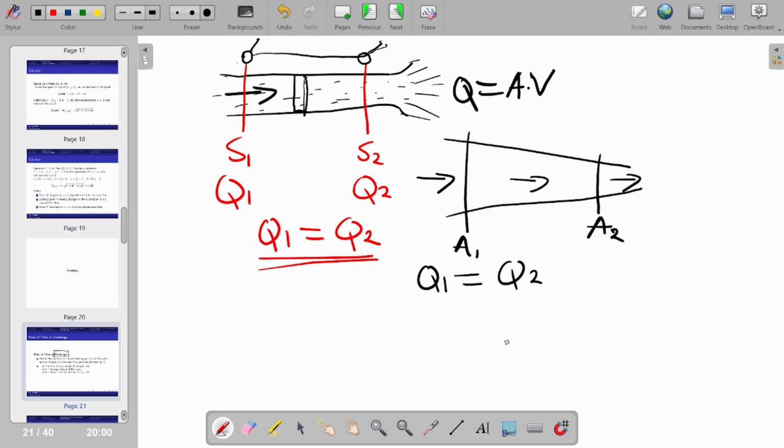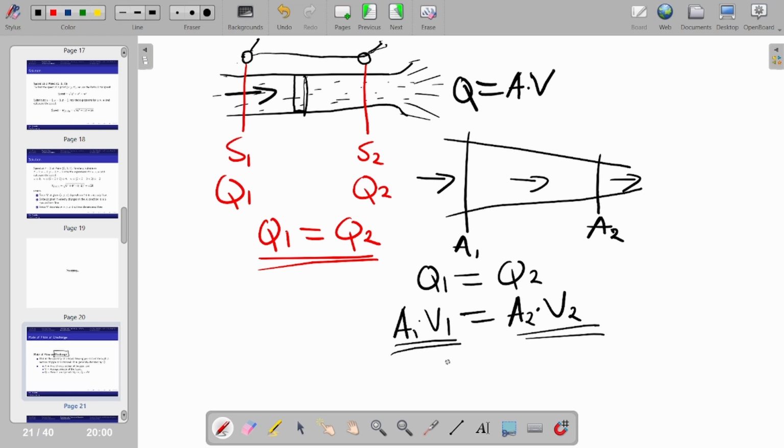Remember, discharge at 1 is given by the cross section area at 1 times the velocity of the fluid at 1, which will be equal to the cross section area at 2 times the velocity at 2. These are the same amount passing here and passing there. So this is the equation of continuity.